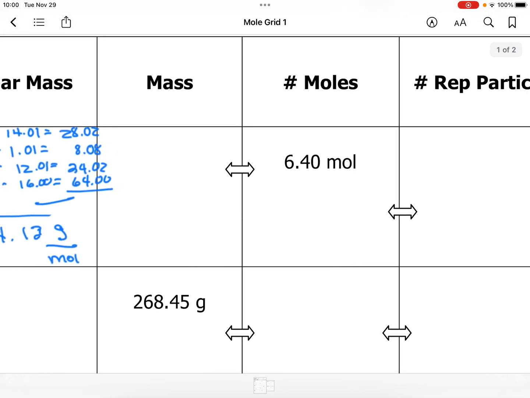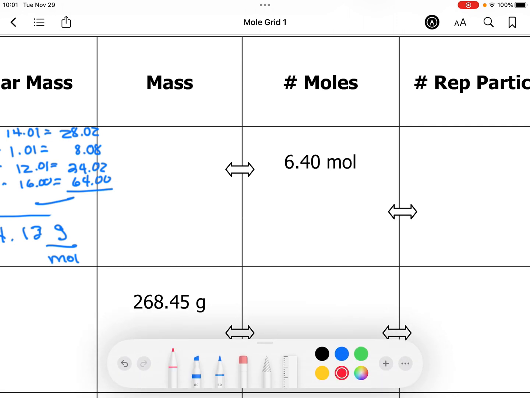Next, you can see that we are given moles and asked to convert to mass, and we are asked to convert to representative particles. In this case, the representative particle is the formula unit. So this is going to be pretty simple. To convert to mass, we're going to convert moles to mass using our molar mass.